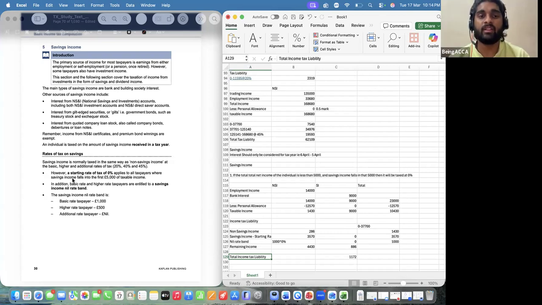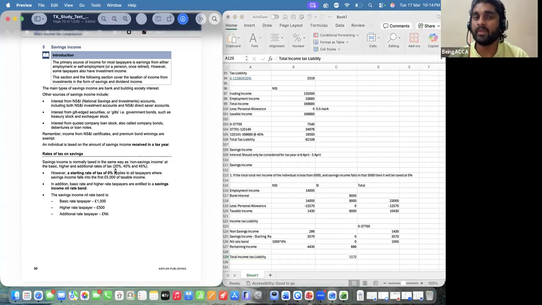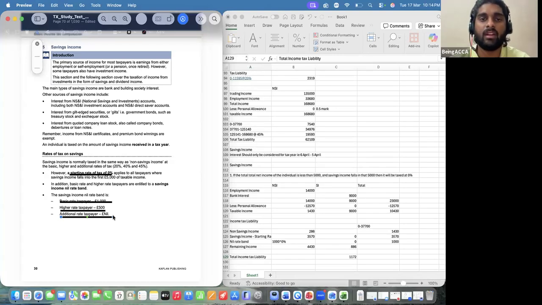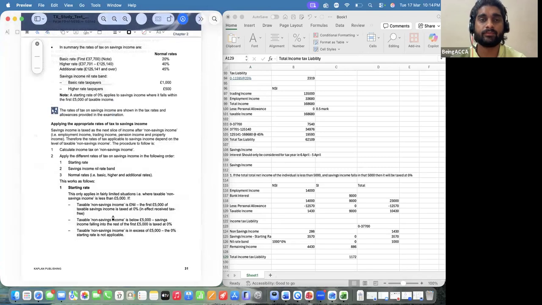So always remember, first, if it falls within the 5,000, it is 0%. If the income falls between the 5,000, 0%. If they are a basic rate taxpayer, they get a nil rate band of 1,000. If they are higher rate, they get 500. If they are additional rate taxpayers, then it is nil. Is this clear? Any doubts on this so far? Great. So let's move on to the next point.